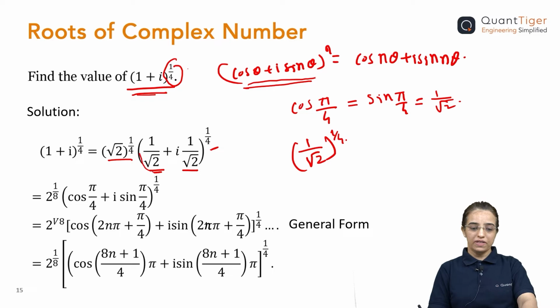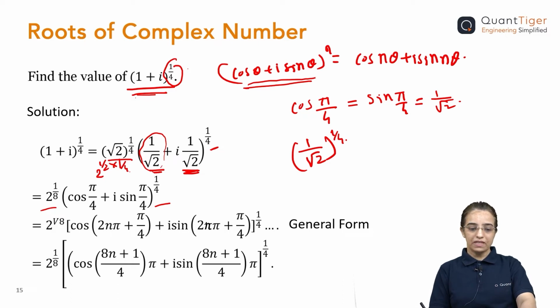Now instead of 1/√2, I can write cos pi by 4, and instead of the other value I can write sin pi by 4. The rest remains the same. Here √2 raised to 1/4 means 2 raised to 1/2 into 1/4, which is 2 raised to 1/8, and this comes outside the bracket. Now whatever complex number was given, we have converted it into the form cos theta plus i sin theta, so it will be quite useful for us to apply the next form.